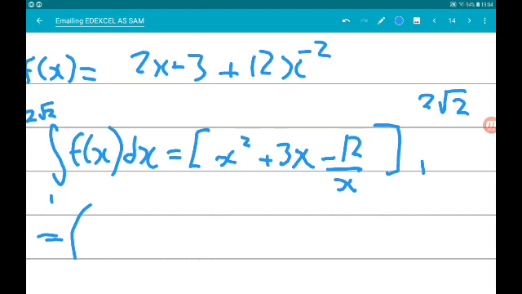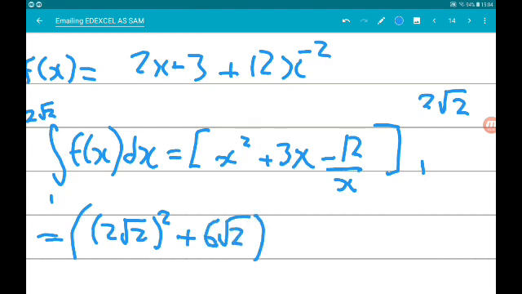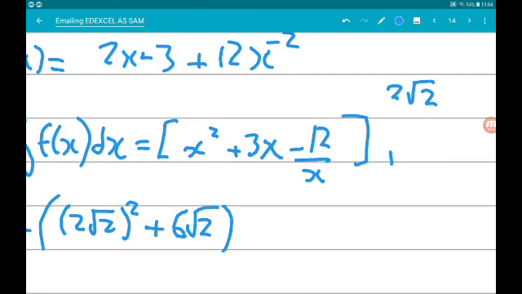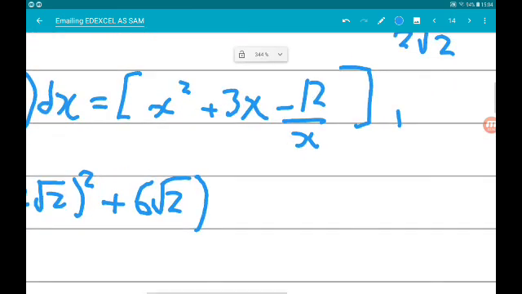So we get 2 root 2 all squared. Add 3 times 2 root 2, so that's 6 root 2. And then we get 12 over 2 root 2. The 2's cancel. So we get 6 over root 2 minus 6 over root 2. Why have I got a bracket?